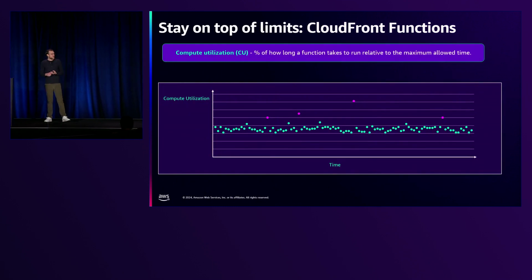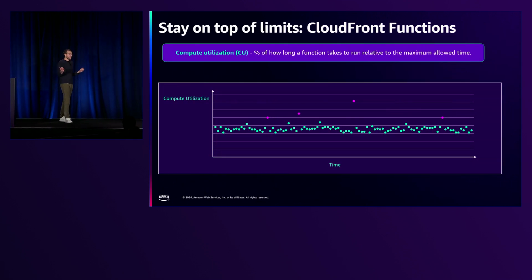If we jump over to CloudFront Functions, CloudFront Functions doesn't have a concurrency or a scaling limitation. It will scale to whatever traffic volume you send to it. CloudFront Functions has, however, a time limit on how long the function can actually run. And we give you a metric called compute utilization, which is essentially how long your function took as a percentage of the total time that you had to run that function. So there's a maximum allowable time. How much of that time did you actually spend executing your function? And so if you go above that threshold, your function may throttle.